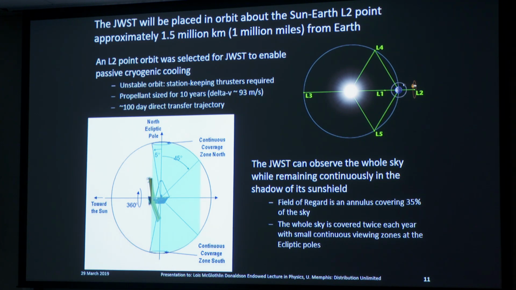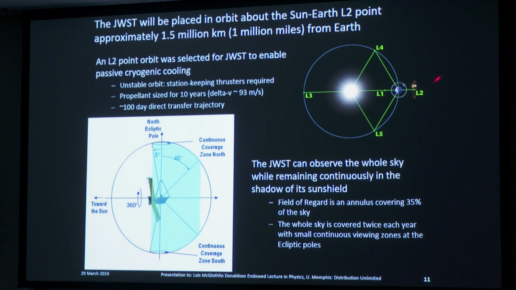And now as we rotate around the sun, as we orbit around the sun, now we're rotating about this axis, this annulus will cover the whole sky every 6 months. So every 6 months, the JWST can point at any spot in the sky.